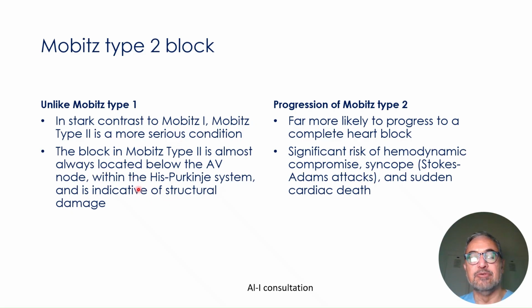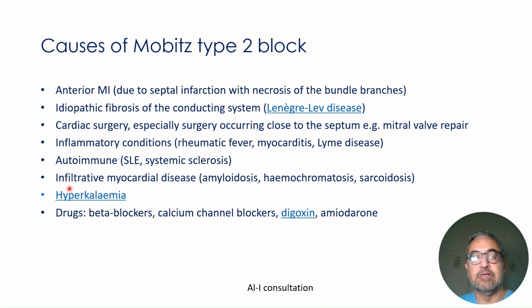Mobitz type 2 is almost always located below the AV node within the His-Purkinje system and is indicative of structural damage. It's far more likely to progress to complete heart block and cause significant hemodynamic compromise. Causes of Mobitz type 2: anterior MI, idiopathic fibrosis, cardiac surgery, especially such as mitral repair, inflammatory conditions such as rheumatic fever, myocarditis, autoimmune like lupus, infiltrative myocardial disease such as amyloidosis, hyperkalemia, and drugs.